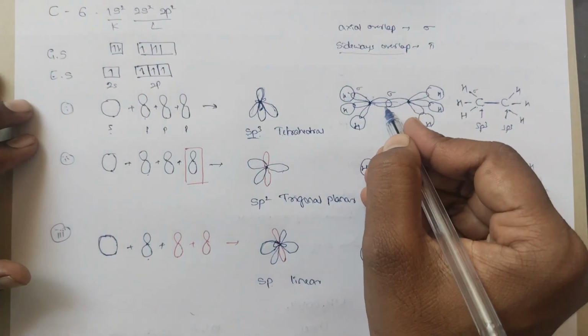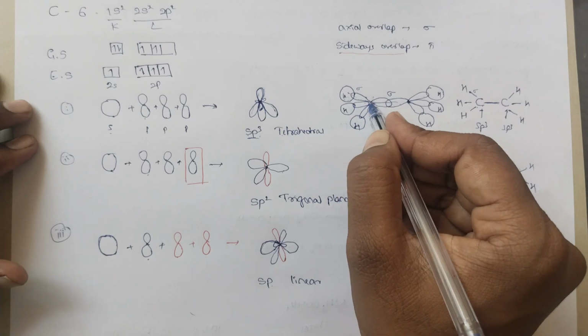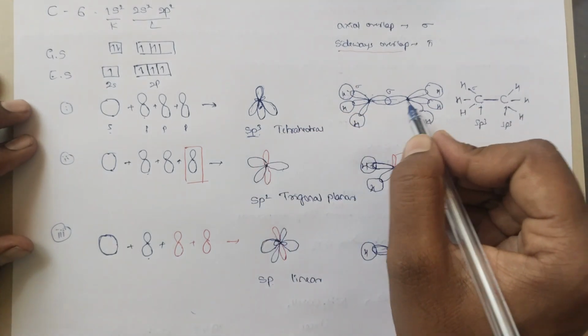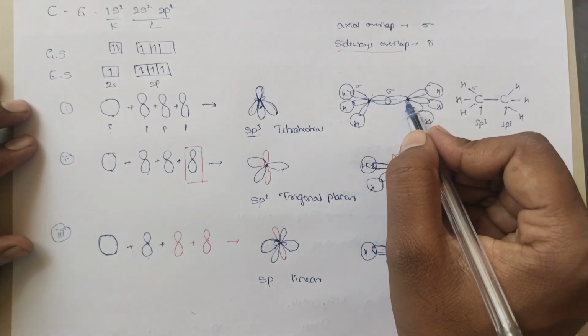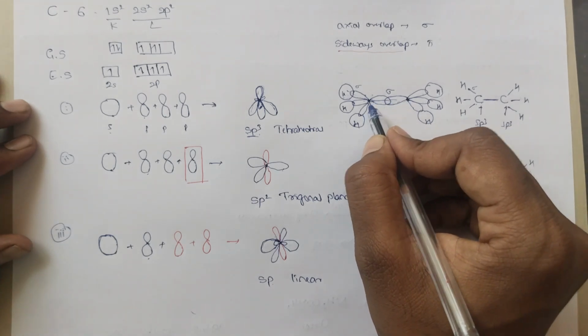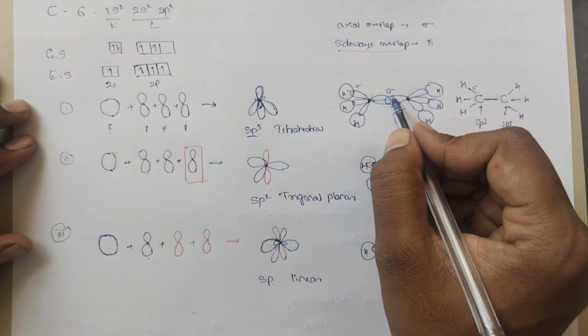This, you know, this is sp3, this is also sp3, this is also sp3, this is also sp3. When it combines with another sp3, here you can see that this is the overlap of this sp3 of this carbon with the sp3 of this carbon, so that there is a formation of sigma bond.